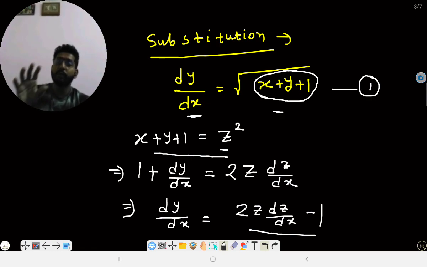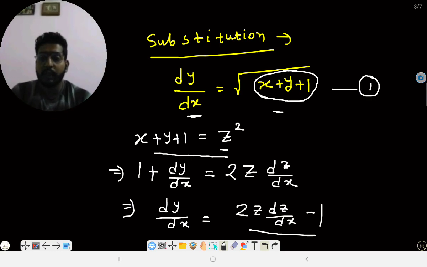So first, whenever an equation is given, you have to check whether it is possible to separate or not. If it is not possible to separate, you have to go to the next step. What is the next step? Substitution. So here you can see x plus y plus 1, I'm taking z square. Why is it square? Because there is a square root like this, and then you get dy dx.